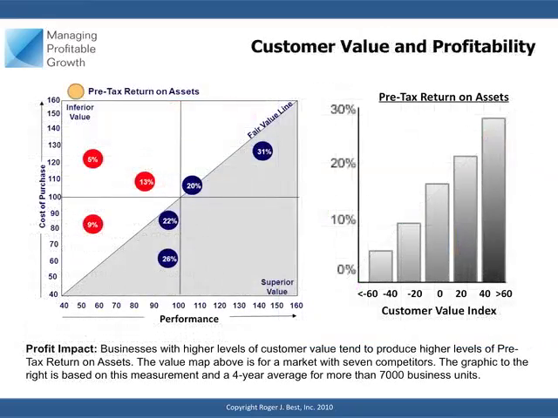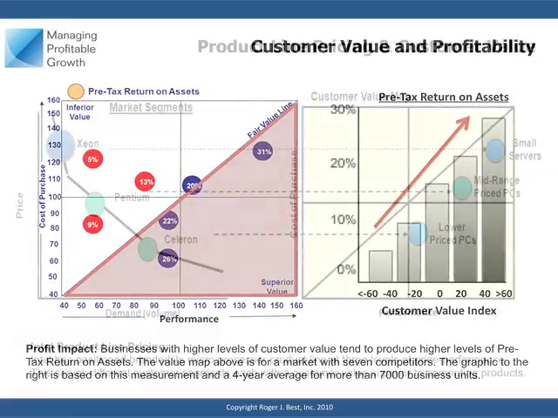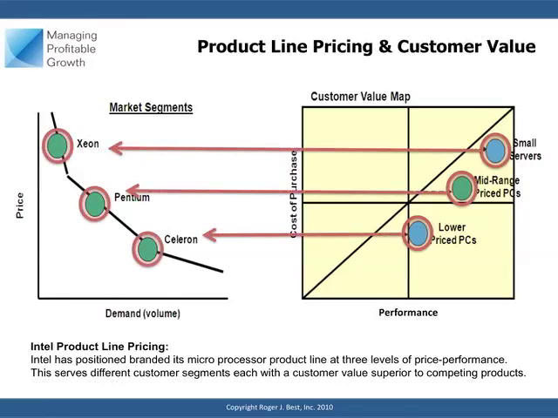While this analysis is strategically insightful, it's also important to understand that businesses with a higher value index are more profitable. The graph on the left is for a market of 7 large competitors. It clearly shows that companies with a higher value index produced a higher level of profitability. The graphic to the right is taken from a database of over 7,000 business units. The value map can also be used to position a line of products. This example shows how Intel provides 3 branded levels of price performance to offer customers a good value at 3 price points.